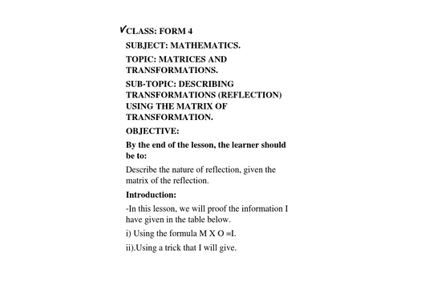Hello learners, this is Form 4 Mathematics, Matrices and Transformations. We are looking at reflection. By the end of this lesson, you should be able to describe the nature of reflection given the matrix of the reflection. In this lesson, we'll prove the information given in the table below using the formula matrix times object is equal to image, and then I'll give you a trick which you can use without the formula.